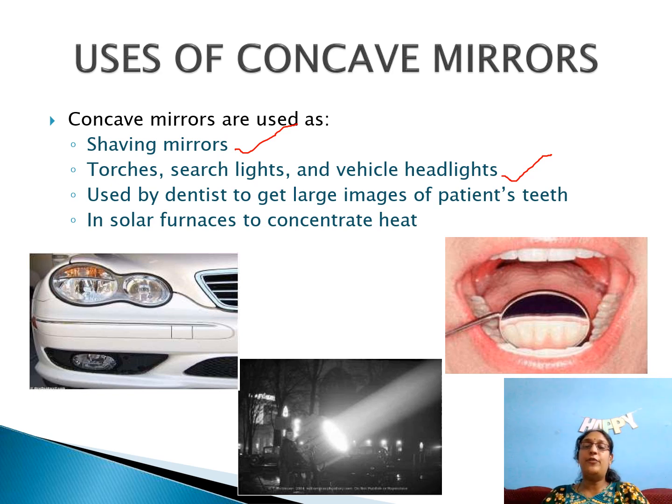Next, in a solar furnace, to concentrate heat, that is, to make all the sun rays converge at one single point so that the heat radiation will be maximum. So the solar furnace also uses it. In day-to-day life, these are the applications of the concave mirror.